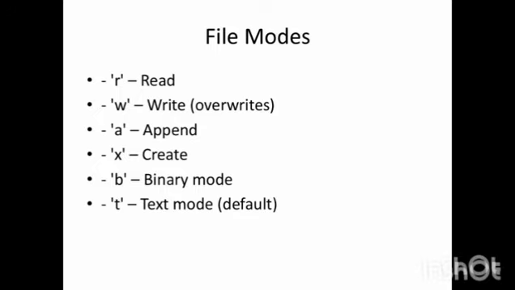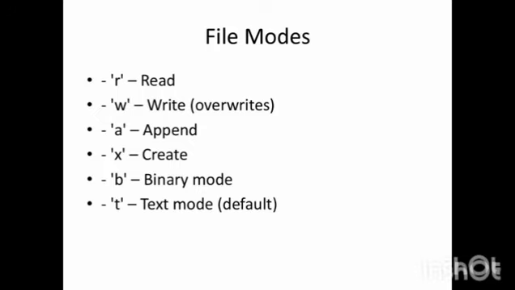File modes. When you open a file in Python, you need to specify a mode. The most common modes are r for reading, w for writing, and a for appending. If you open a file in w mode, be careful. It erases the existing contents. Use a if you want to add to a file without deleting anything.